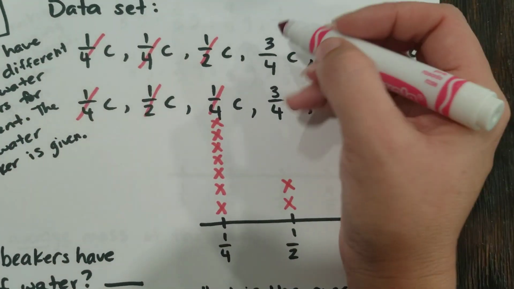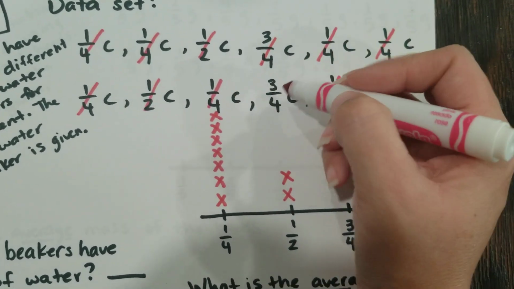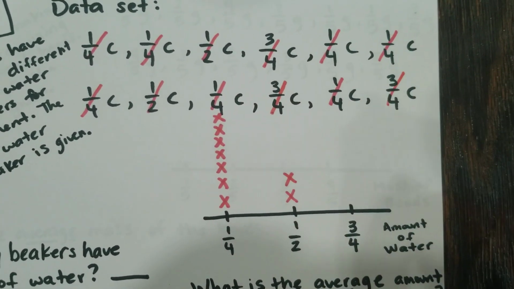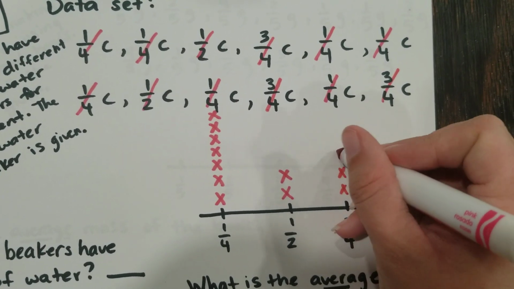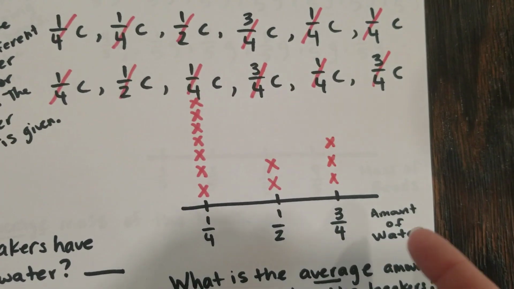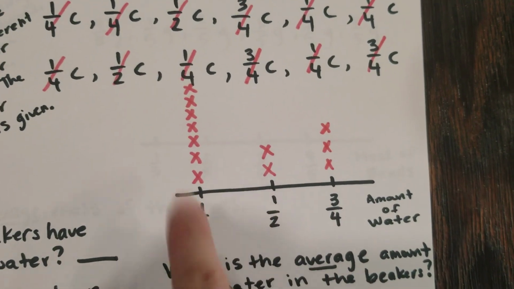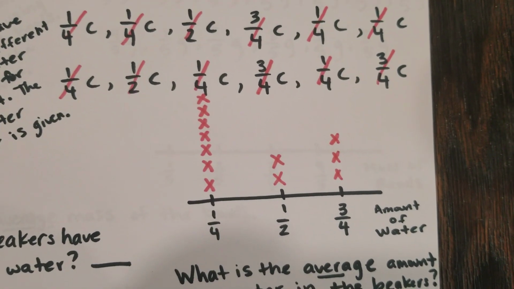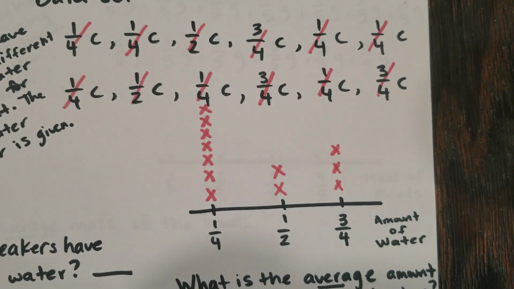So I have 1 3/4, 2, and 3 3/4. So 1, 2, 3 3/4. All right, there's my line plot. This is called a line plot. Okay, so that is a finished graph. That's exactly what it should look like after I organize my data into it.